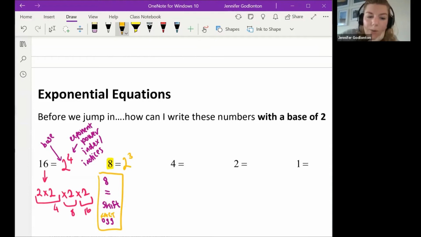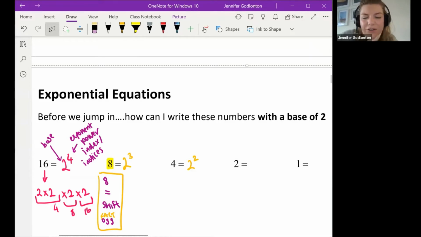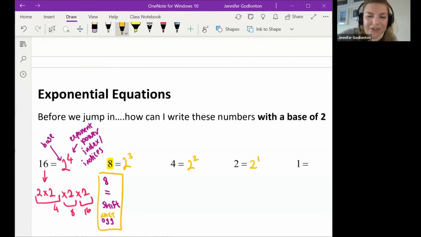How would I write 4 with a base of 2 and an exponent? Tando, yes. It would be 2 to the power of 2. Beautiful. Excellent. Well done. Can I keep you on the line? Can you tell me how I could write just 2 with a base and an exponent? Would it be 2 to the power of 1? Perfect. 100%. Nailing it. Excellent.